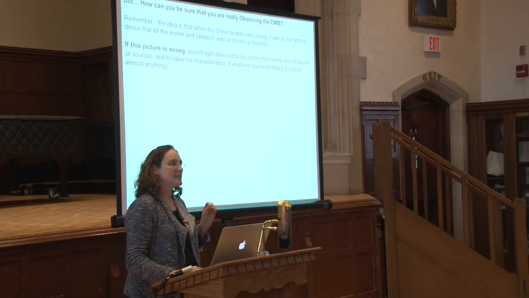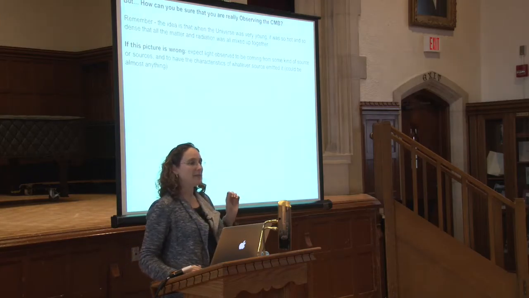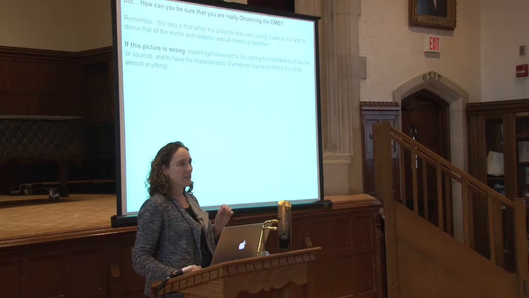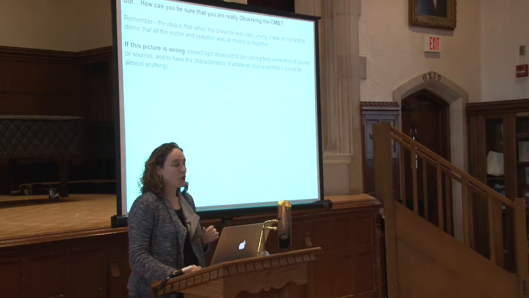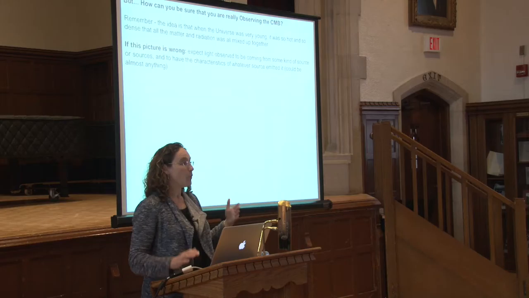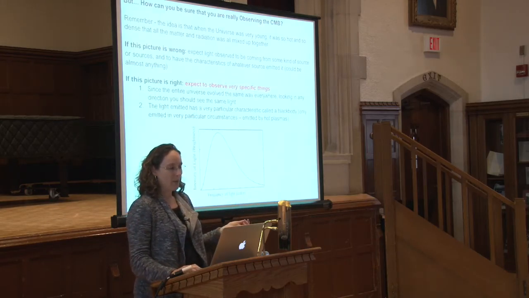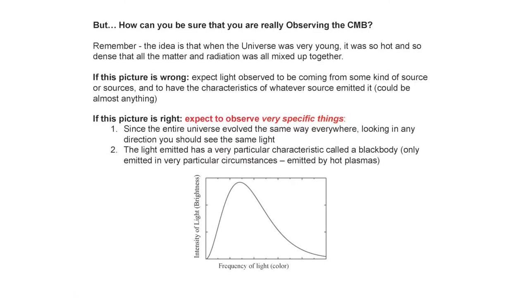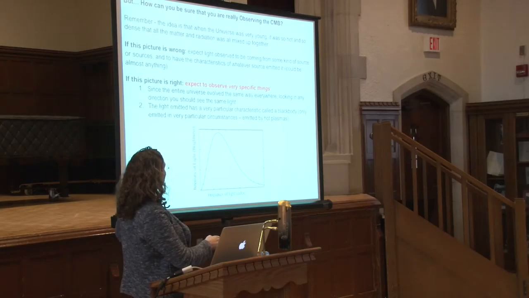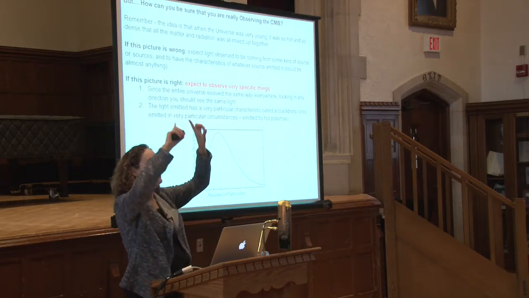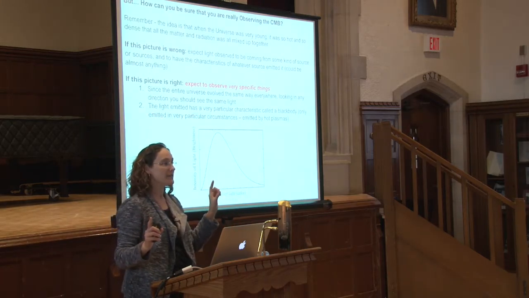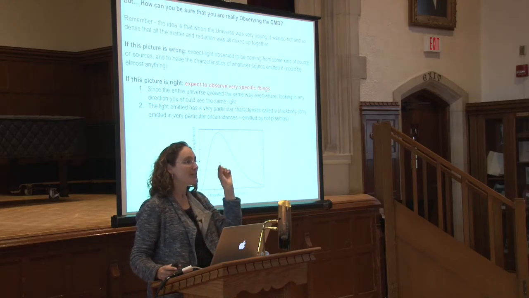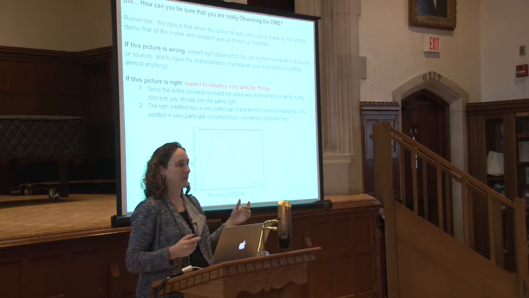And the characteristics of the light, the spectrum, how much light is emitted as a function of the frequency measured, could be absolutely anything, right? Depending on what's emitting the light. But if the picture is right, then you should see some very, very specific things. Okay, so what should you see? You should see that because the entire universe evolved the same way, you should see the same thing everywhere. Now, not necessarily the same thing to incredible precision, but something close, right?